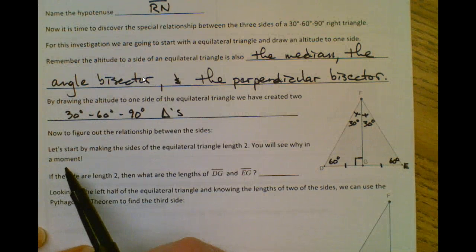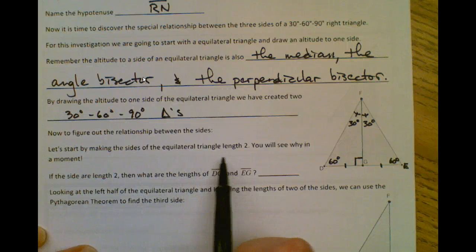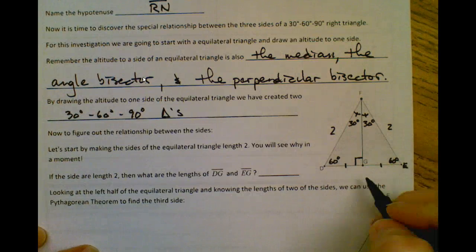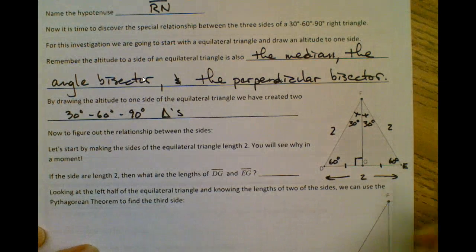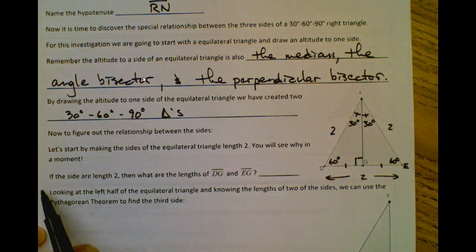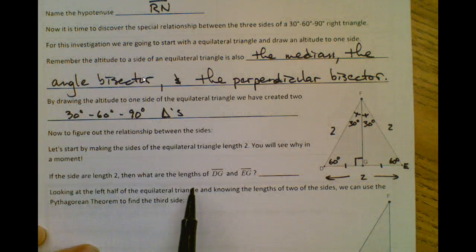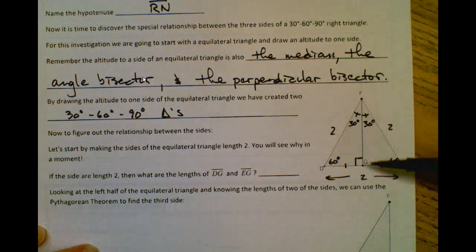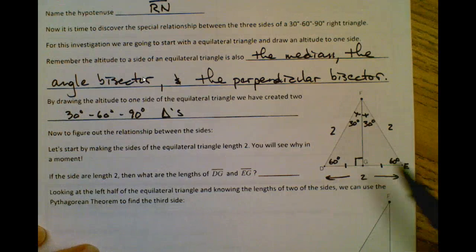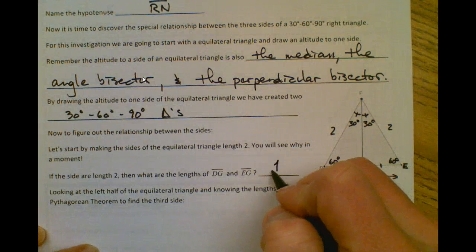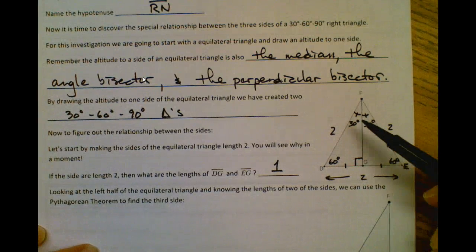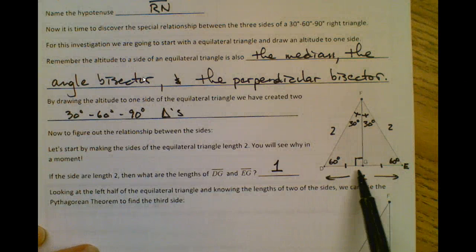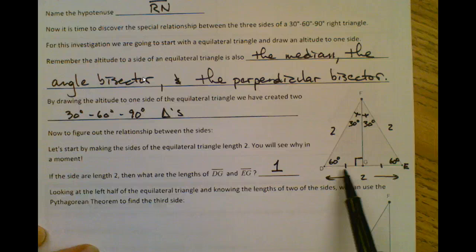We're going to start by making the sides of the equilateral triangle length 2. So we're going to let each of these sides be 2, and in a minute you'll see why. So 2 from there to there. So if the sides are length 2, then what are the lengths of DG and EG? Well, if this whole thing is 2, we know the altitude is also the median, so it divides it into two equal parts. So each of those sides would have to be 1. So far in our 30, 60, 90 triangle, I know that the hypotenuse is 2, and this leg, which is the shorter leg, is going to be 1.